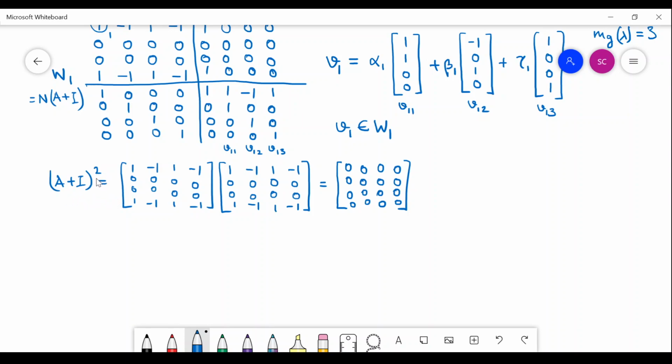So in this case it is very evident that we have stopped at square, because we have already got the zero matrix and we cannot go further. Now with this, our minimal polynomial is also found out. This is important. The minimal polynomial will be (x + 1)^2 = 0. So this is what you find out.